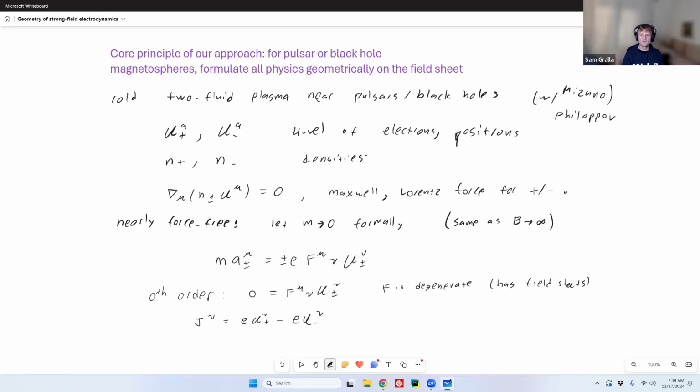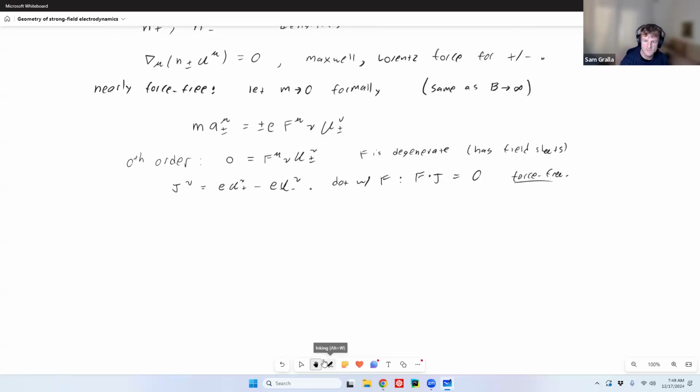Okay, and so if we dot this equation with f, then the left-hand side is f dot j, and the right-hand side vanishes because f dot u plus is 0, f dot u minus is 0. So it's force-free. So this is the regime we wanted to study by letting the mass go to 0. So this is really just a sanity check that this regime does arise. So this is nearly force-free.